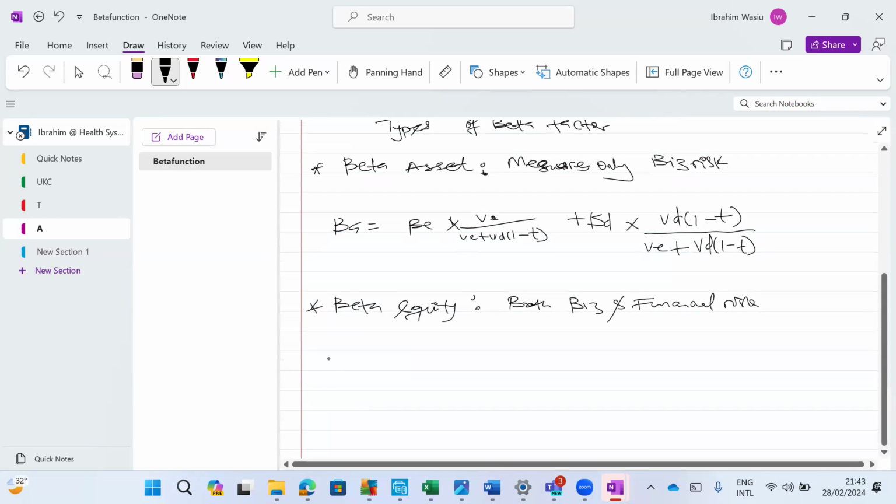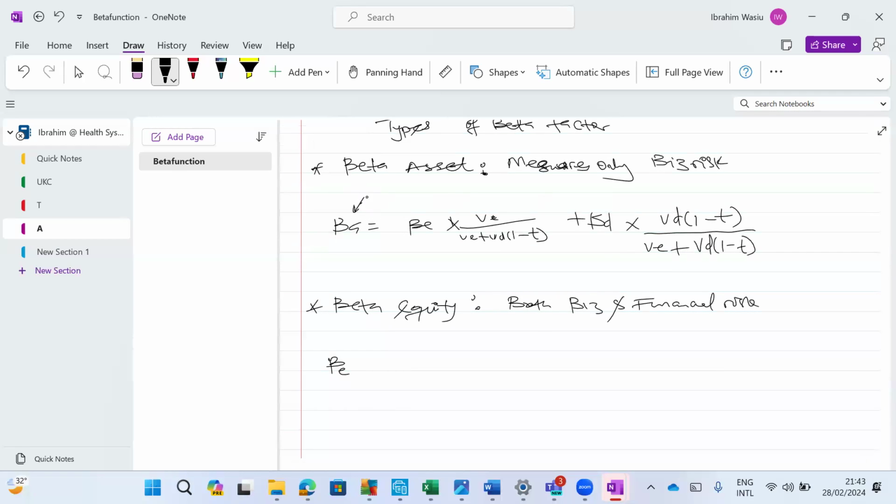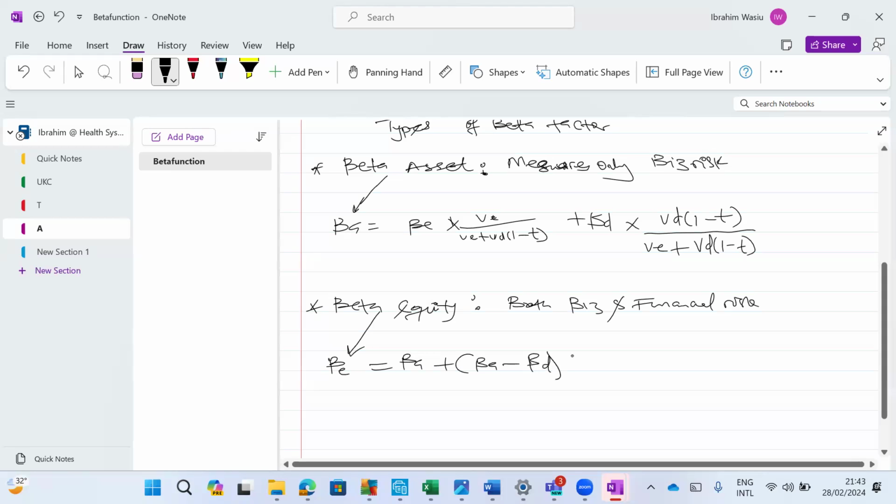So the formula for this is beta equity, denoted as BE, while the beta asset is denoted as BA. So this is BE. We call it beta equity or equity beta. It equals beta asset plus bracket of beta asset minus beta debt, over value of debt (1 minus T), into value of debt over value of equity.